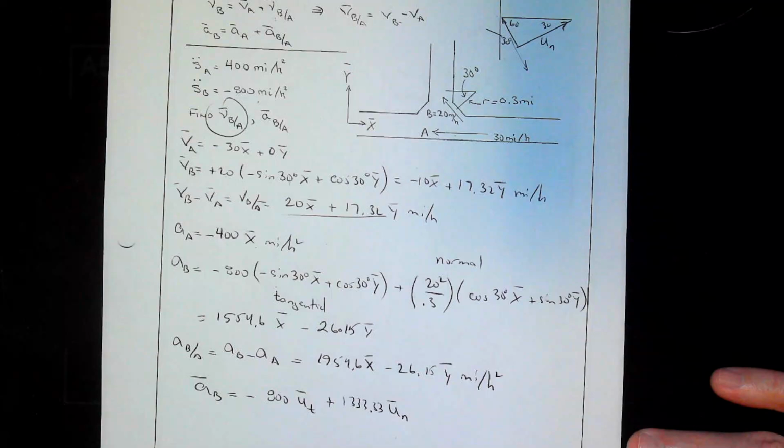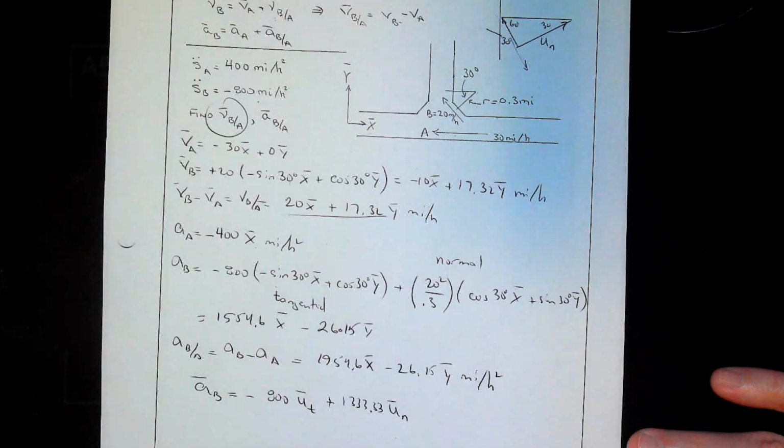So there's the tangential. After that, we need to do the normal. We have a little work to do. So what's that going to be? We know the velocity is 20, that was given to us, and here we have r. So the normal acceleration would be 20 squared over 0.3. That's 20 miles per hour squared divided by 0.3 miles.